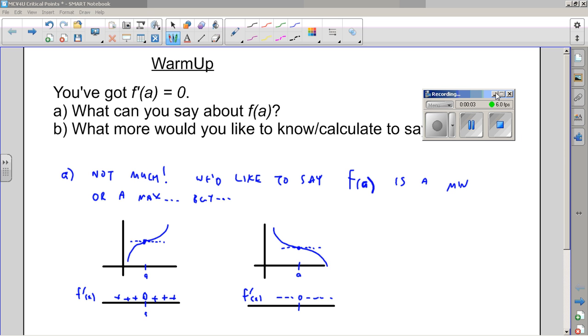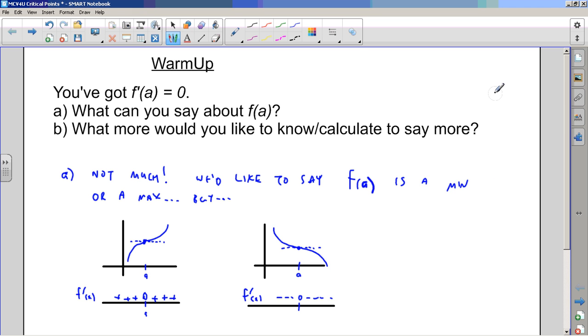MCV4U, Chapter 4, Lesson 2, Critical Points. New term, and it sounds important. Actually, it sounds more than important. It sounds critical. As we'll see, it's not that big of a deal. It's something that we've actually talked a little bit about here and there, but we're going to give it a fairly formal definition today. Hopefully you've done this warm-up.